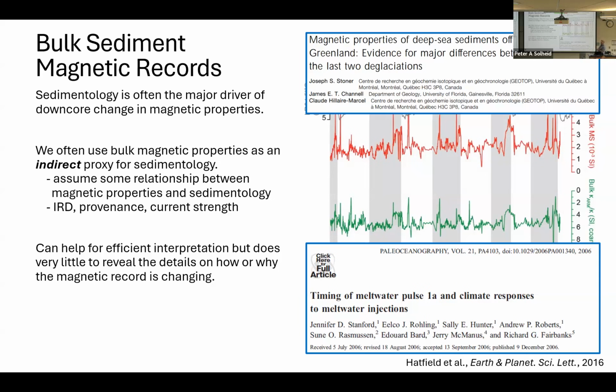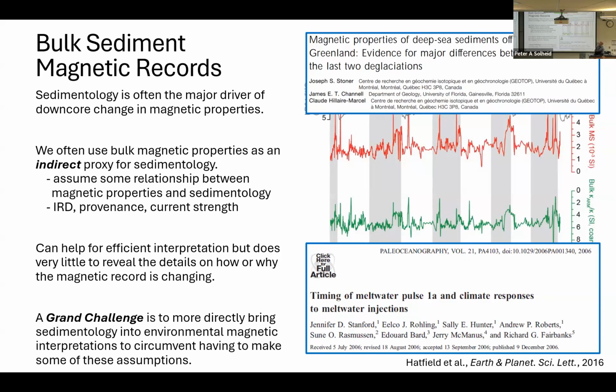So we have this correlation, and we have this idea about what's driving these variables, but without the influence of sedimentology, we don't really understand the processes driving some of these changes. So I'll argue that for this session, the grand challenge, what we should be doing as a community, is more directly bringing sedimentology into our environmental magnetic interpretations to circumvent having to make some of these assumptions. And there's a couple of ways of doing this, right?